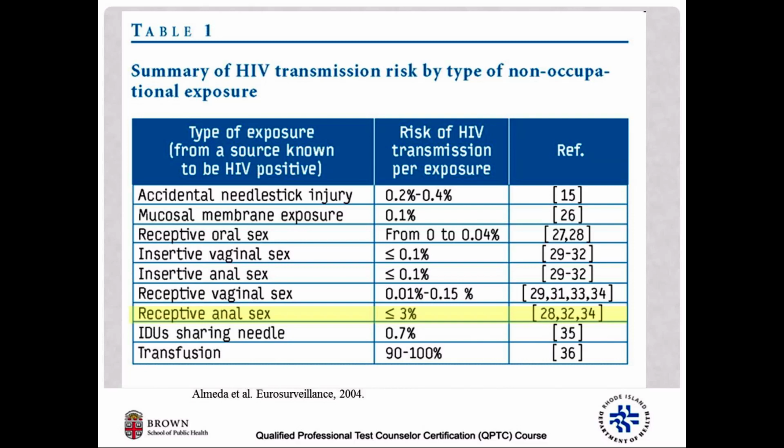You can see for needle sharing, for injecting drug use, the risk also tends to be less than 1%. The highest risk overall would be receiving a direct transfusion of HIV tainted blood, with the risk of that being 90 to 100%, which should make sense.